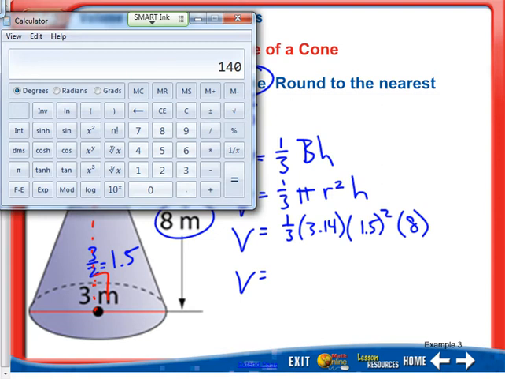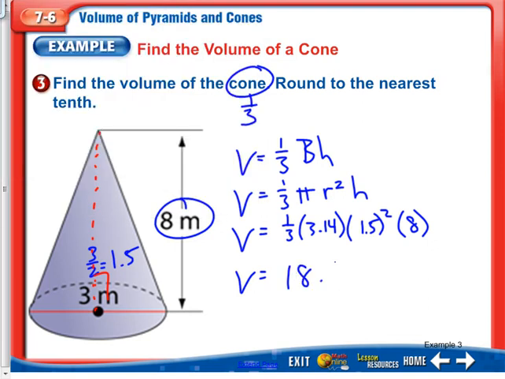Now, order of operations, I'm actually going to do 1.5 squared first. Then I'm going to multiply that by 3.14, and then multiply that by 8. This would be the volume of a cylinder, but now we need to divide that by 3, which is the same as multiplying by 1/3. So I get 18.84. If I round that to the nearest tenth, it's going to be 18.8. So we're going to have 18.8 meters cubed, because this is still volume, so we should have meters cubed.